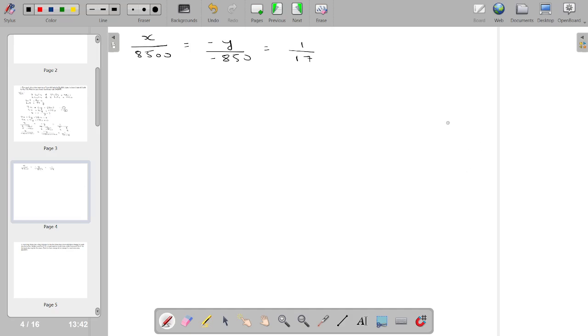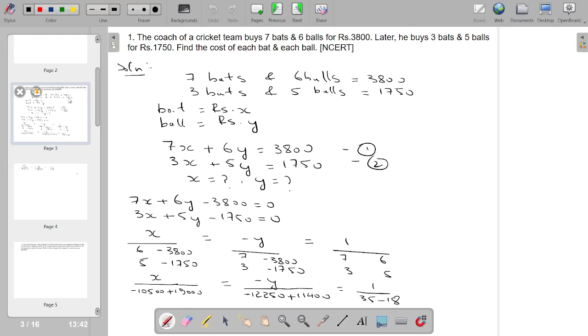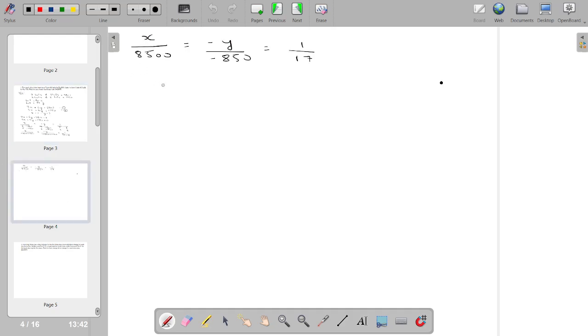So I've simplified and written this as x by 8500 is equal to minus y divided by minus 850 is equal to 1 by 17. I got this simplification from the step below. So now I will solve for x and y. First I will find the value for x. So x by 8500 is equal to 1 by 17. 17 times 500 is 8500. So now x is equal to 500.